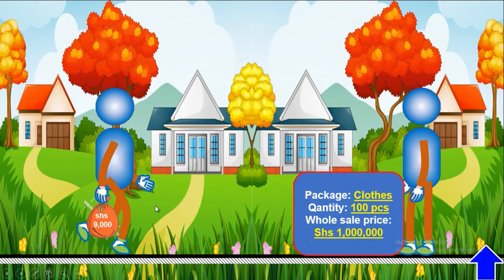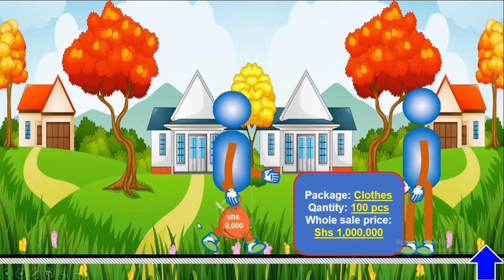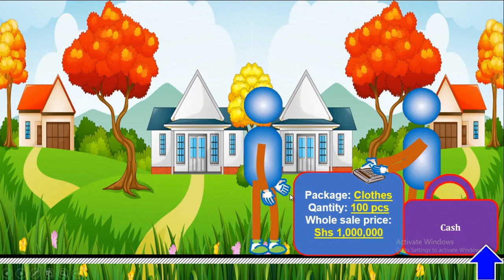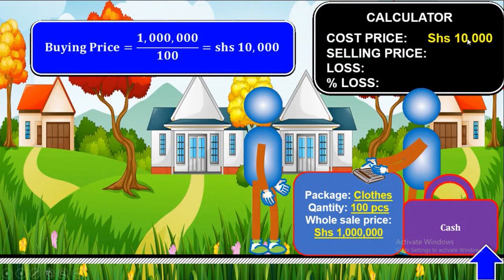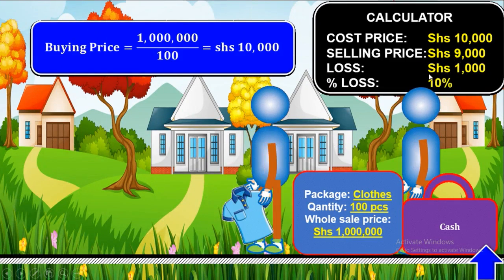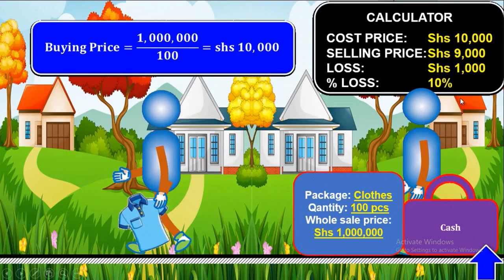In another scenario, another one comes with shillings 9,000 and wants to also buy a shirt. So in this case still the buying price will still be the same, 10,000, but the selling price is 9,000. Loss will be 1,000 and the percentage loss will be 10%.